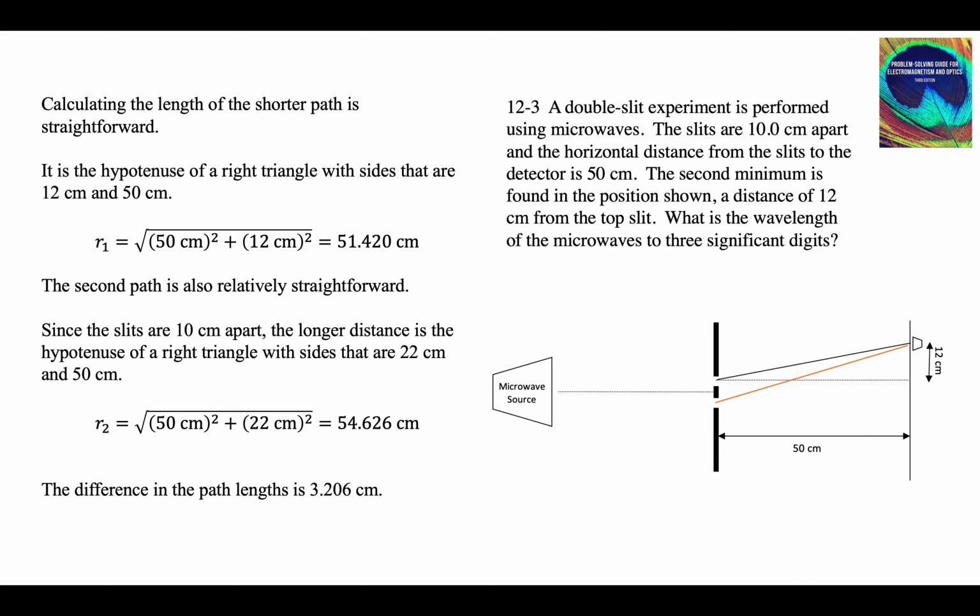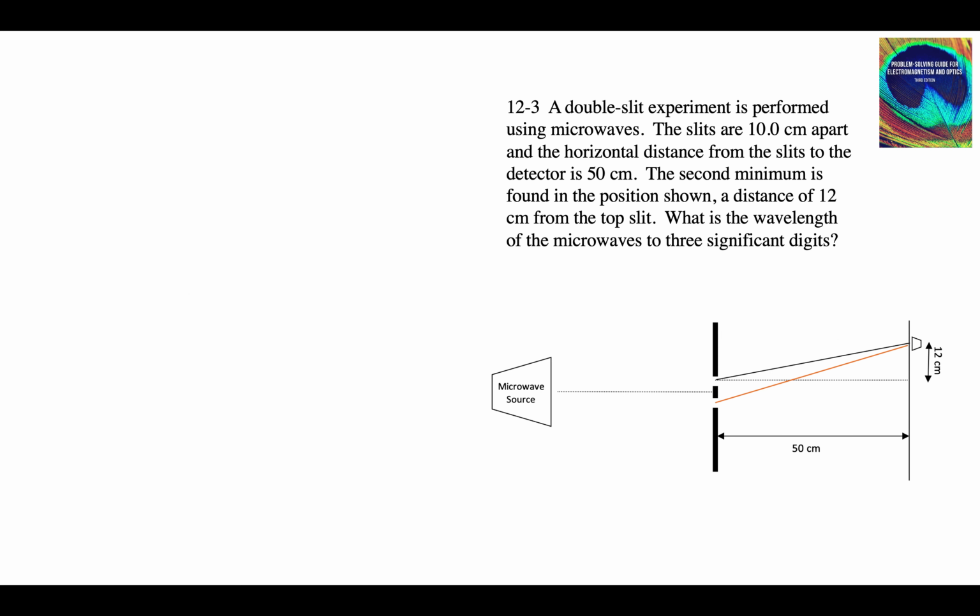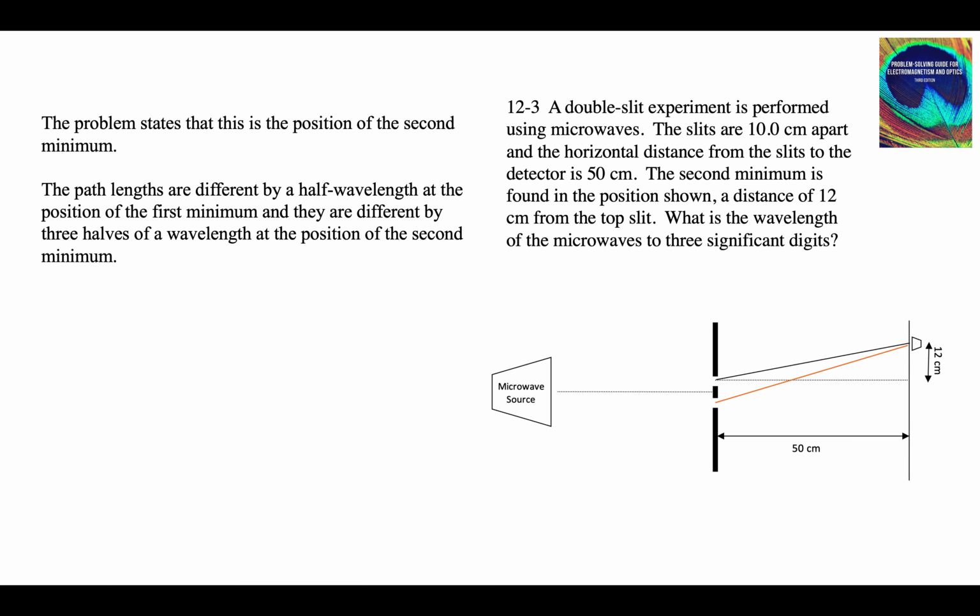But this isn't the answer to the problem. The problem asks for the wavelength. And we know that that distance is 3/2 of a wavelength because it's the second minimum. So we just set the path difference equal to 3/2 of a wavelength, and we solve for lambda, 2.14 centimeters. That's the wavelength of the microwave. So if I draw an isosceles triangle here, I get 1.5 wavelengths right in there, the path difference.